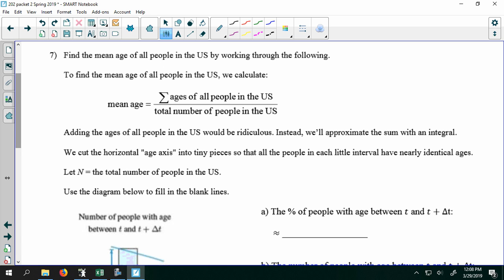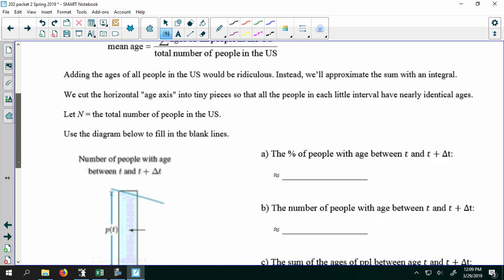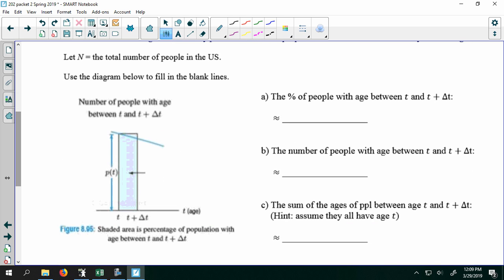So we want to find the mean age of all people in the United States. So to find the mean age of all people in the US, we would calculate the sum of the ages of all the people in the US and divide by the total number of people in the US. But adding the ages of all people in the US would be ridiculous. That's too many people. So instead, we're going to approximate the sum with an integral. We're going to cut the horizontal age axis into tiny pieces so that all people on each tiny interval have nearly identical ages. And N, capital N, is going to be the total number of people in the US. This is a constant. This is just some number, somewhere around 300 million.